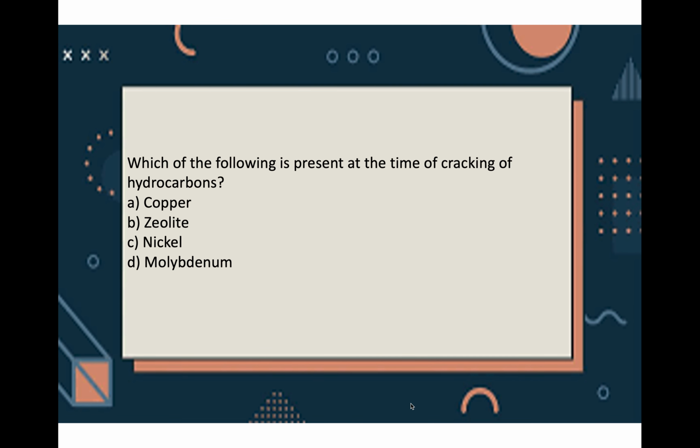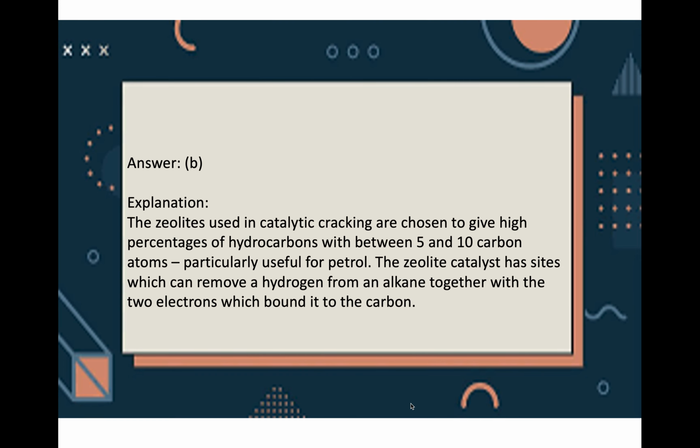Now, next question, which of the following is present at the time of cracking of hydrocarbons? A. Copper. B. Zeolite. C. Nickel. D. Molybdenum. So, the option B, zeolite, is the correct one, because zeolite is used in catalytic cracking. So, they are chosen to have high percentages of hydrocarbon, which is between 5 and 10 carbon atoms, and they are particularly useful for petrol. And zeolite catalyst has sites which remove the hydrogen from alkane together with 2 electrons, which helps it to bond to the carbon.